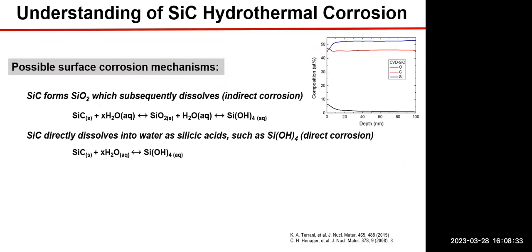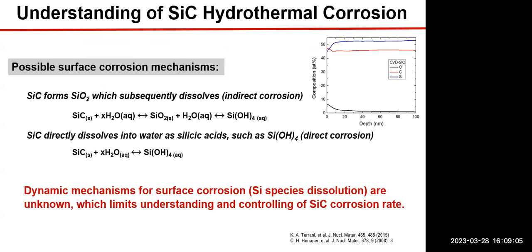Previously, people, from a thermodynamic point of view, have proposed two different hypotheses. One is what we call indirect corrosion, which means the silicon carbide will first interact with the water molecules and form a stable silica layer above the surface. Then finally, the silica layer will dissolve into the water environment as silicic acid. Another hypothesis is that silicon carbide will directly react with the water molecules and dissolve into the water environment as silicic acid. But no matter which way, the dynamic process, like the rate-limiting step in the whole corrosion process, is still unknown, which limits our ability to understand and control the corrosion rate of silicon carbide.